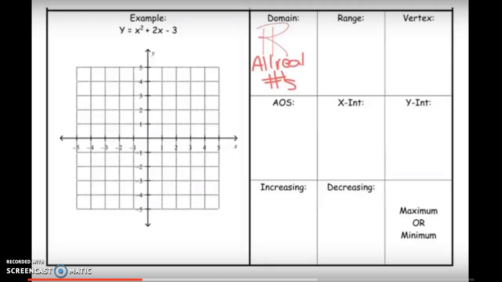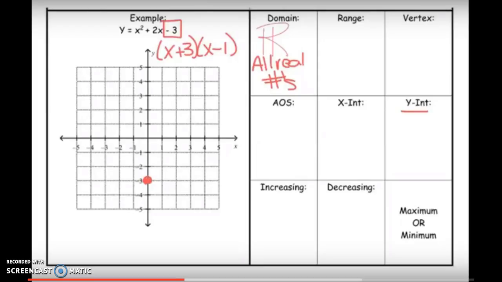So we have to graph this to determine what the range is, what the vertex is, what the axis of symmetry is. So we're going to start with the y-intercept because we can get that from the graph, and the y-intercept is right here, and it's negative 3. We need to factor this to find the x-intercepts. So if we do that, the factor pairs of negative 3 that add up to 2 are x plus 3 and x minus 1.